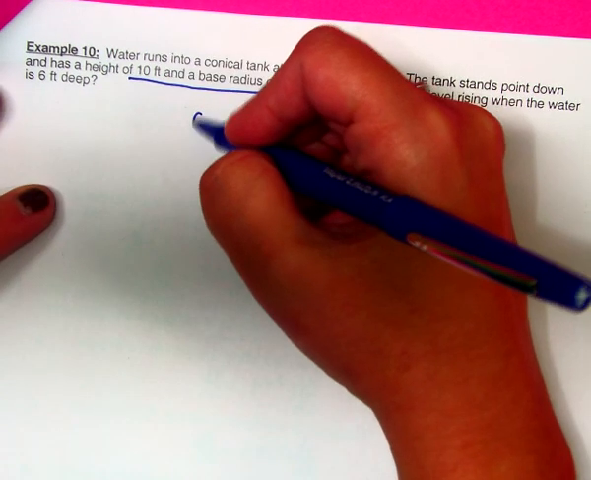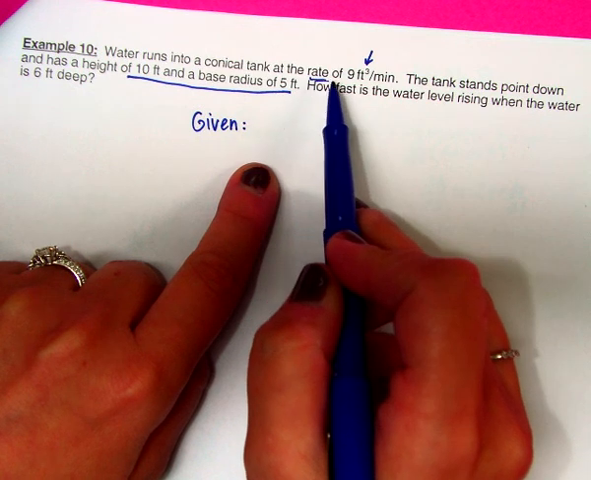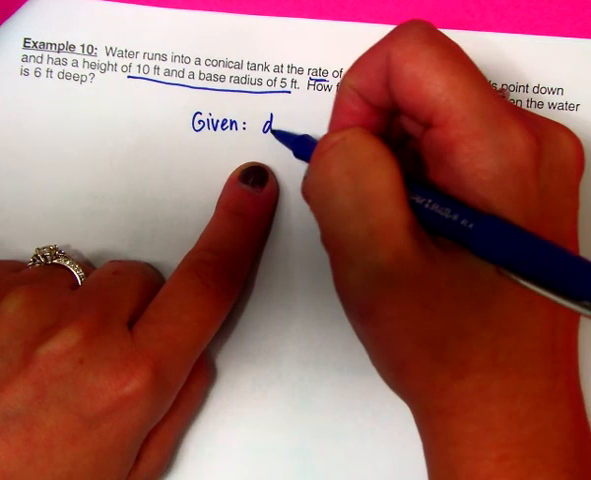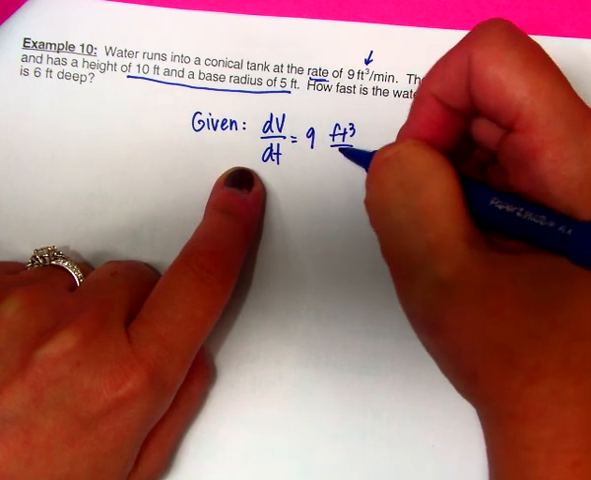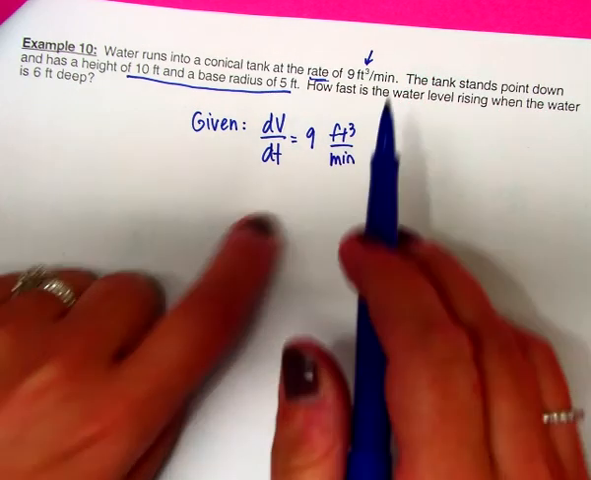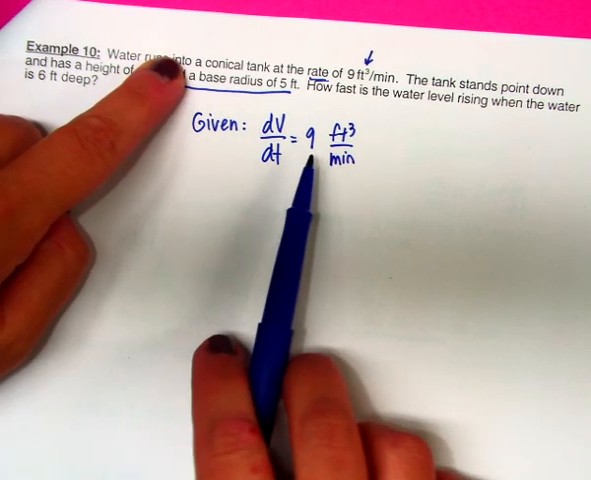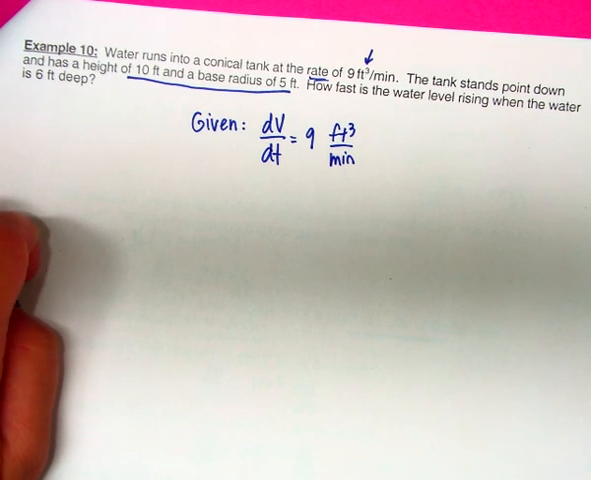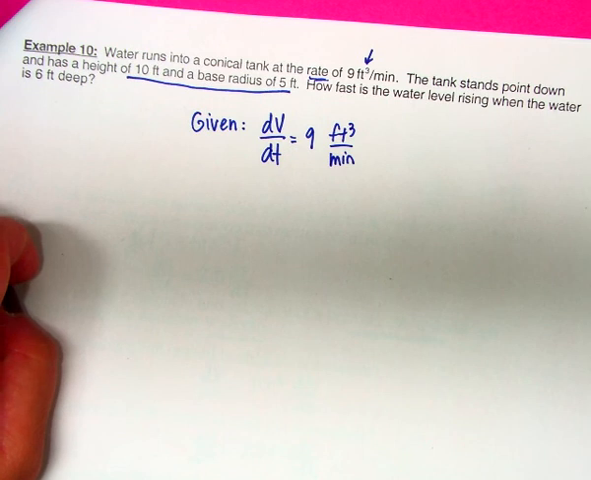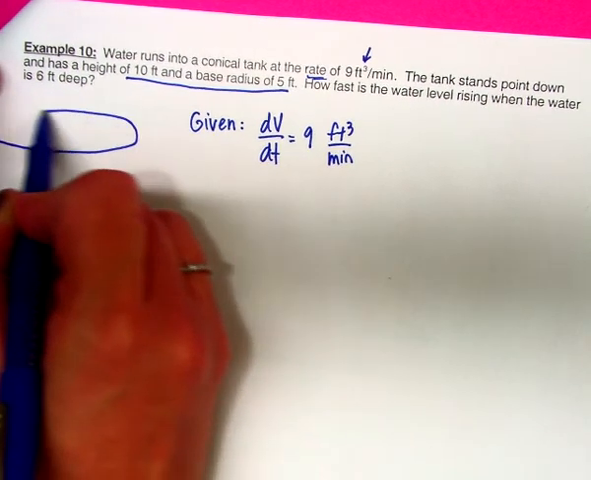Okay, so my given information, since I read the word rate here and it says cubic feet, I'm going to call that my dV dt is equal to 9 cubic feet per minute. And then it says that it's running into the tank, so that's why I made it positive. Some of these problems will have water leaking out of something, and if that's the case, you're going to want to say that it is negative.